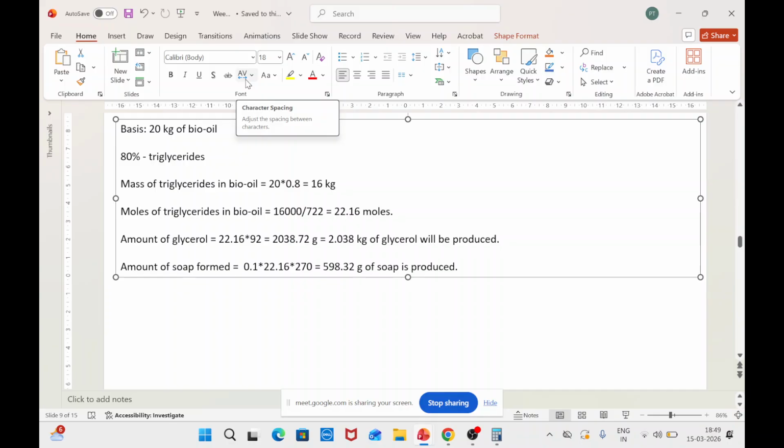Is this fine? But I say these answers are not correct. There is a mistake in the answer. There is a factor that we are forgetting in calculating the glycerol amount and soap that gets formed. A small mistake is there.